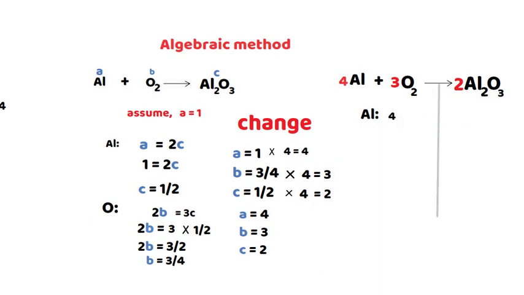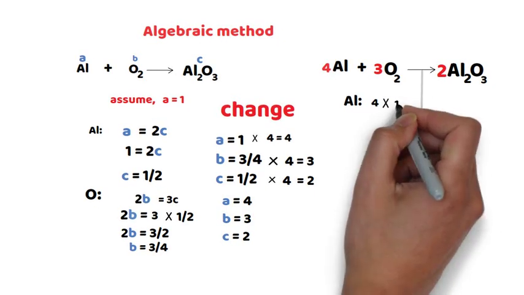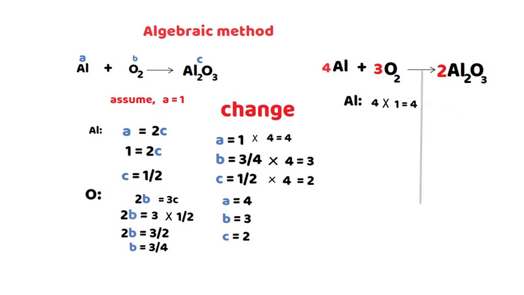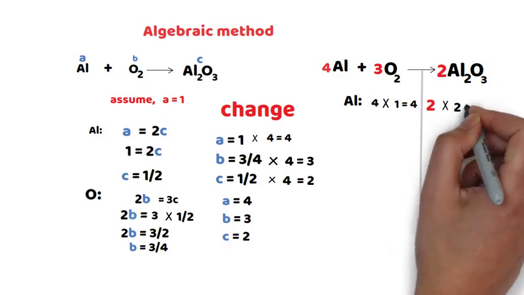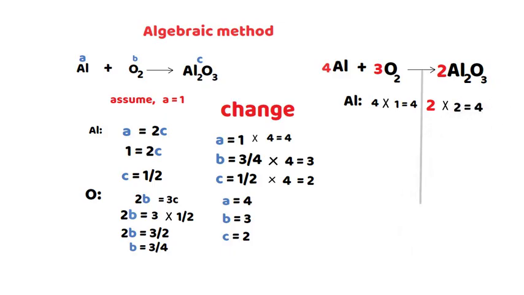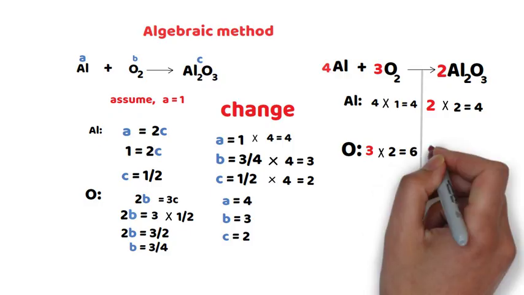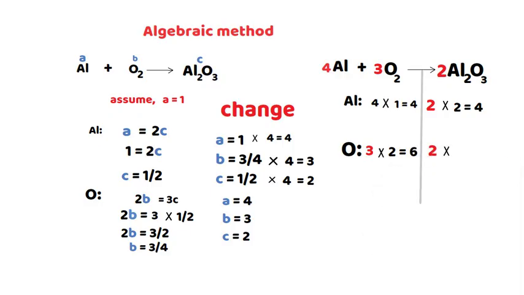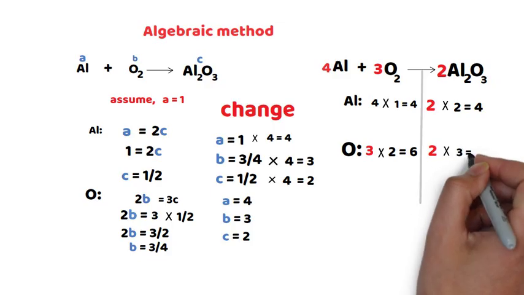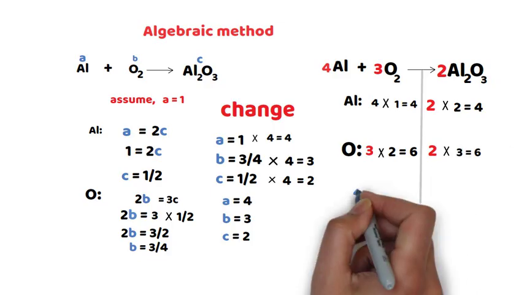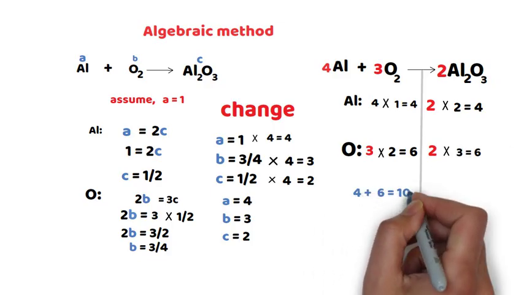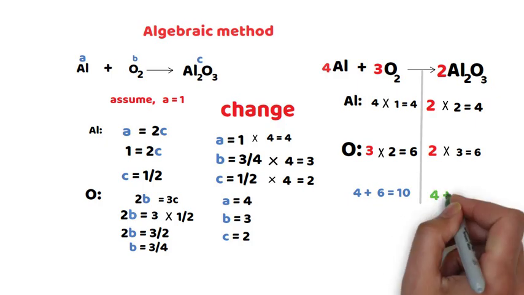Now let us consider aluminum. Its coefficient is 4, its subscript is 1. 4 times 1 is 4. On the product side, its coefficient is 2 and its subscript is 2. Therefore, 2 times 2 equals 4. Now let us consider oxygen. Its coefficient is 3, its subscript is 2. 3 times 2 equals 6. On the product side, its coefficient is 2 and its subscript is 3. 2 times 3 equals 6.